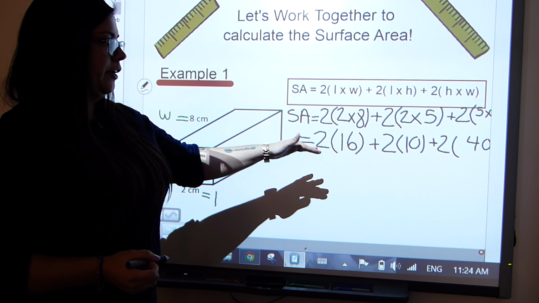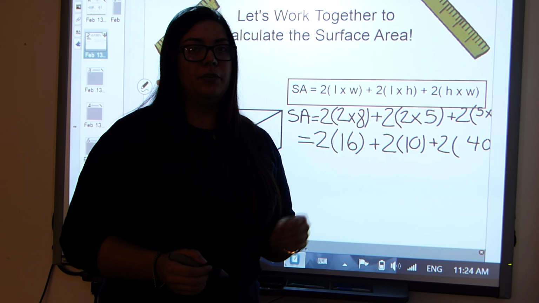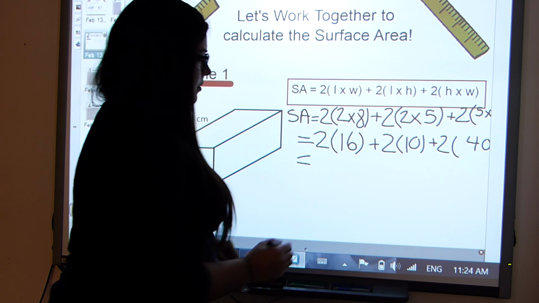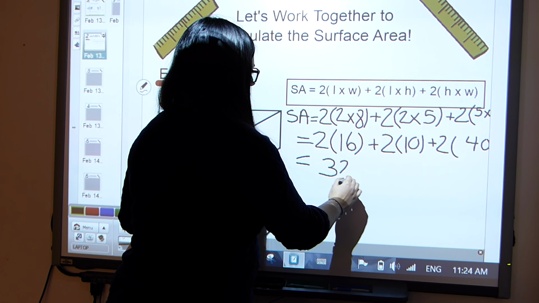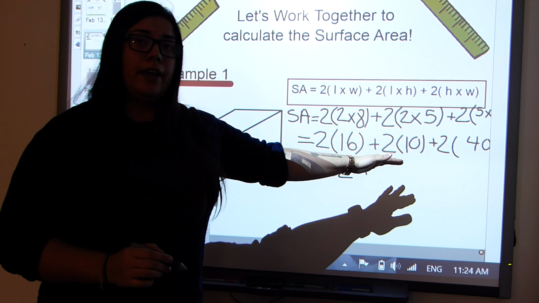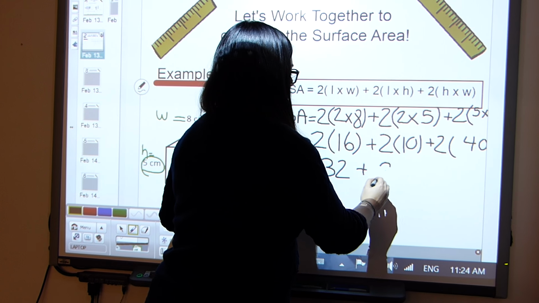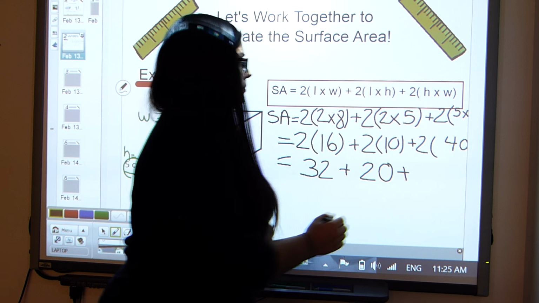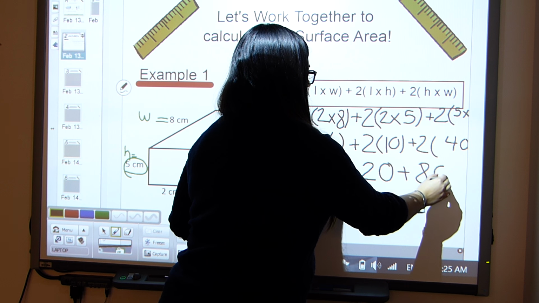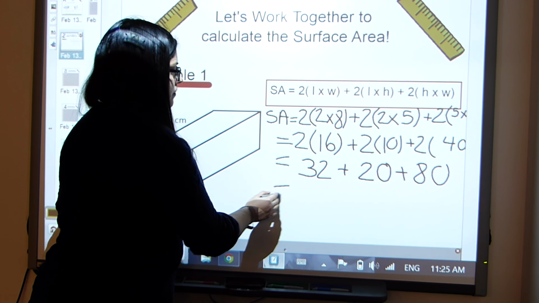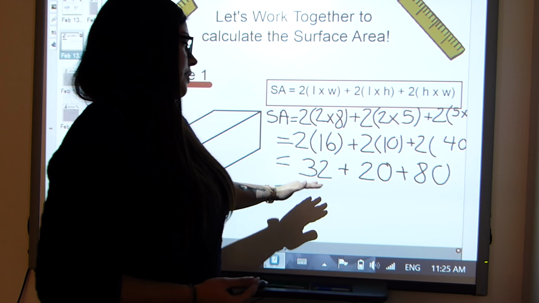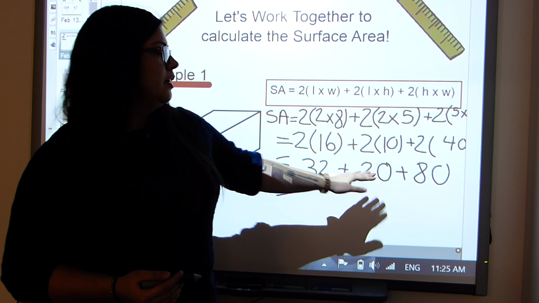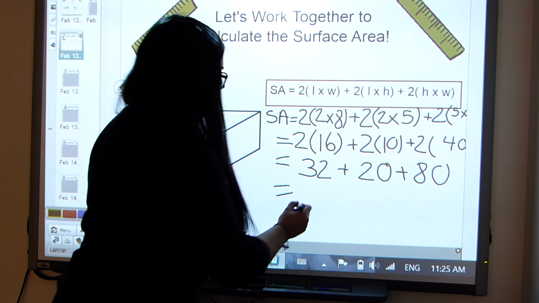So now that you've figured out all the brackets, you're going to multiply the 2 into each of the brackets. So 2 times 16 is 32. 2 times 10, 20. And 2 times 40 is 80. So our final answer, you just have to add up all the numbers. So we're doing some mental math here. 80 plus 20 is 100, plus 32, 132.